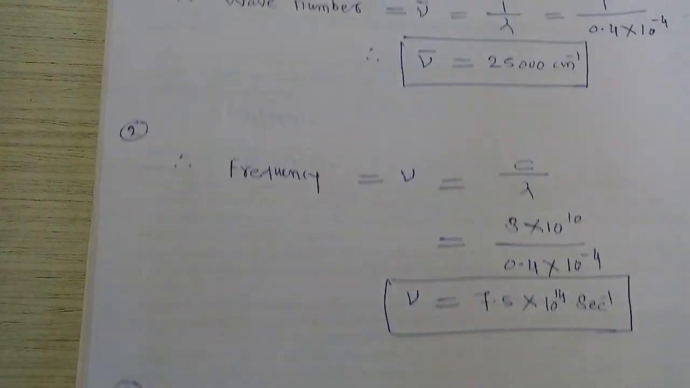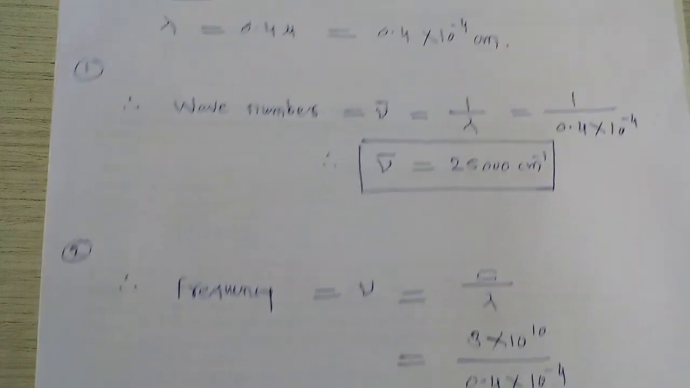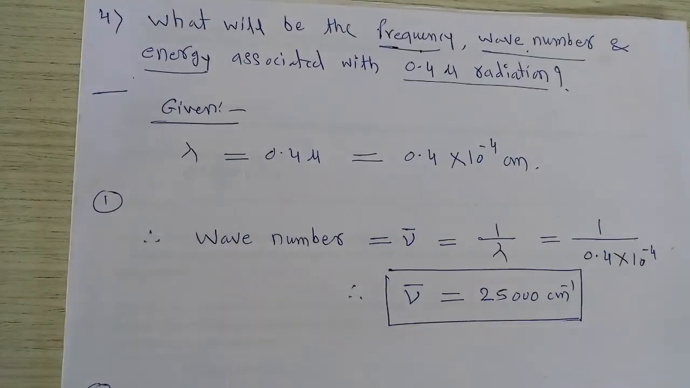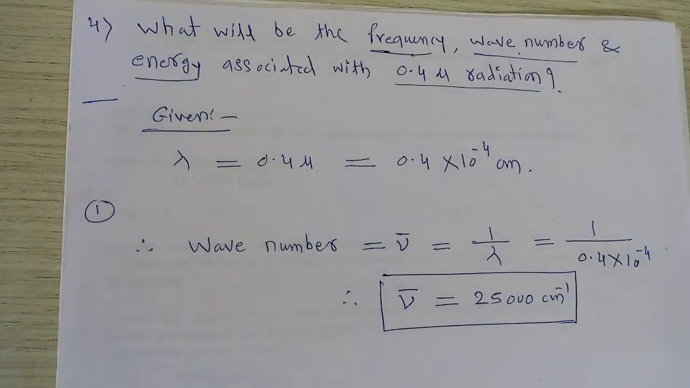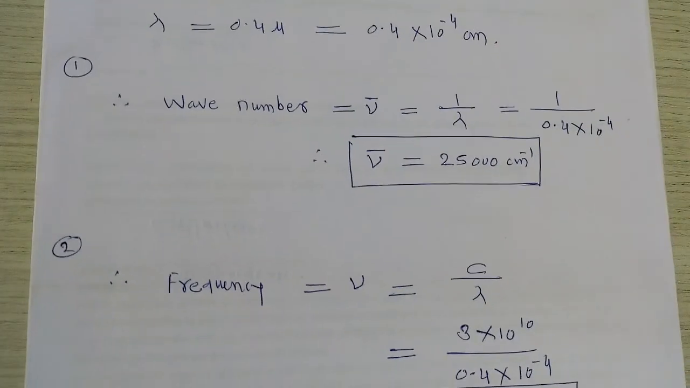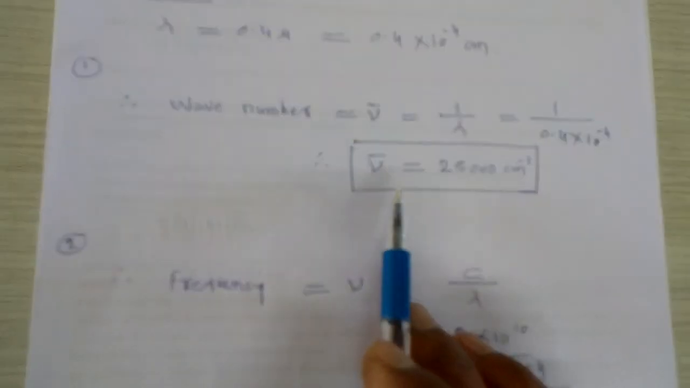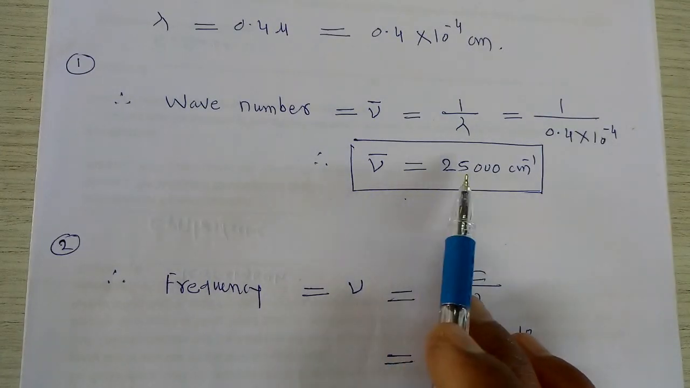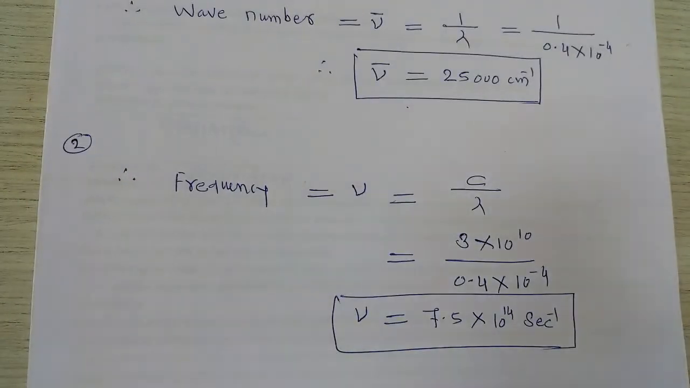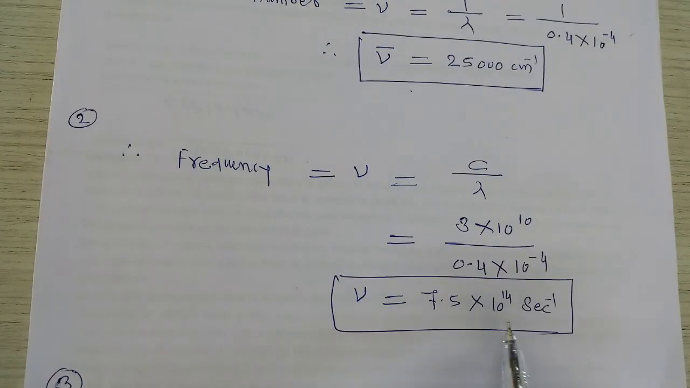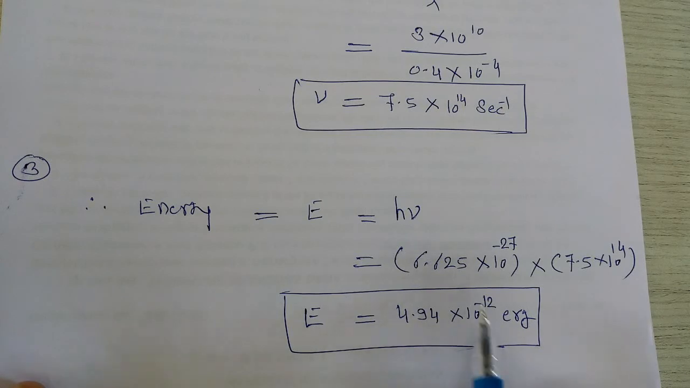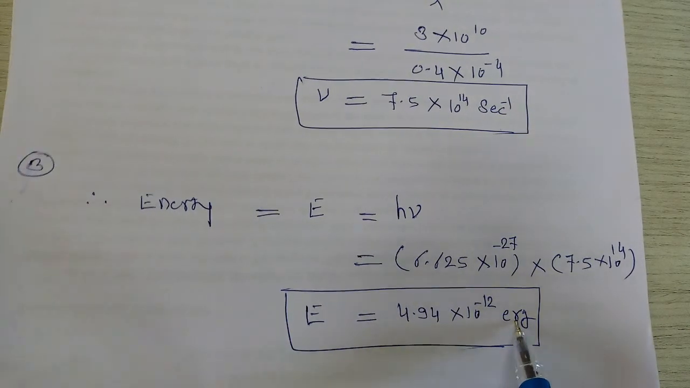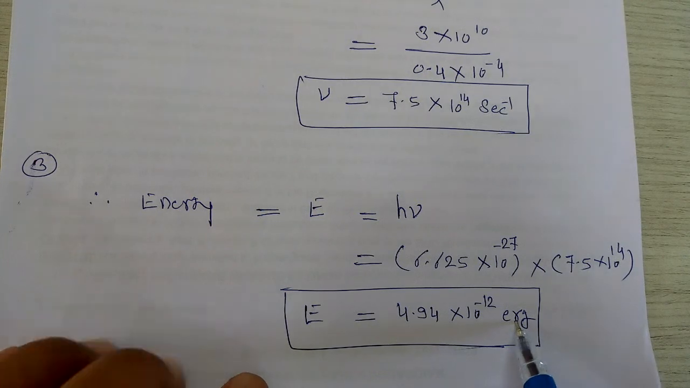So this is the fourth type of numerical, associated with the calculation of the frequency, wave number and energy for a given radiation. This numerical is solved in three different steps. In the first step, we calculate its wave number. It comes out to be 25,000 per centimeter. In the second step, we calculate its frequency, which comes out to be 7.5 into 10 raised to 14 per second. And in the third step, we calculate its energy, that comes out to be 4.94 into 10 raised to minus 12 erg. So this is a different type of numerical as compared to the previous three numericals.